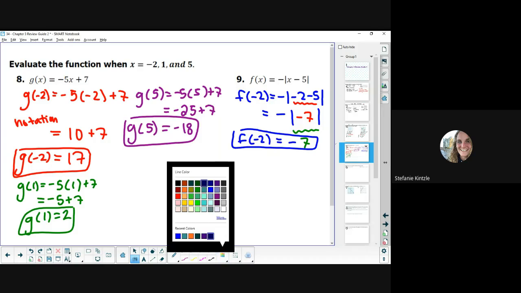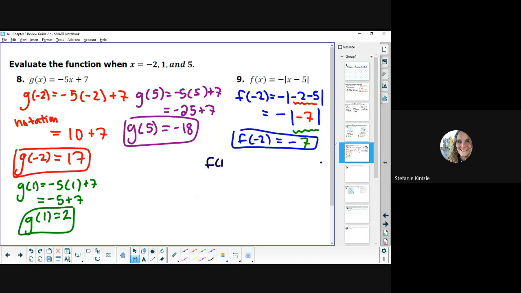All right, let's do f of 1. So that means we're going to replace the x with a 1. So first let's start by doing 1 minus 5, which is -4. And what is the absolute value of -4? +4. So we have that +4 times the -1. Give me -4. Okay, so again, you're taking the absolute value, then you're multiplying by the -1. All right, last but not least, let's plug in 5.